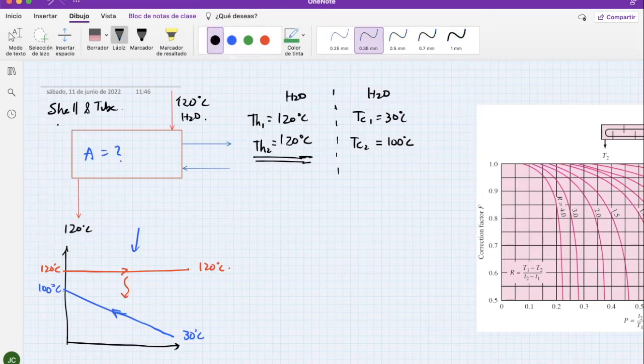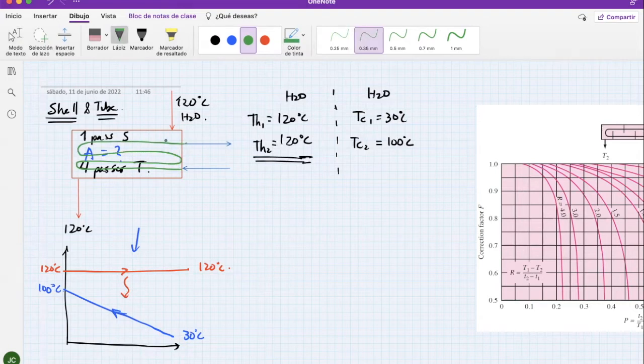Let me clarify this. When you look at a shell and tube heat exchanger, you need to know how many passes through the shell and how many passes through the tube. That's an important thing to understand. In this case, I have one pass through the shell and 4 passes through the tube. So this thing is going 1 pass, 2 passes, 3 passes, and then the 4th and last pass. This is 1 pass shell and 4 passes tube.